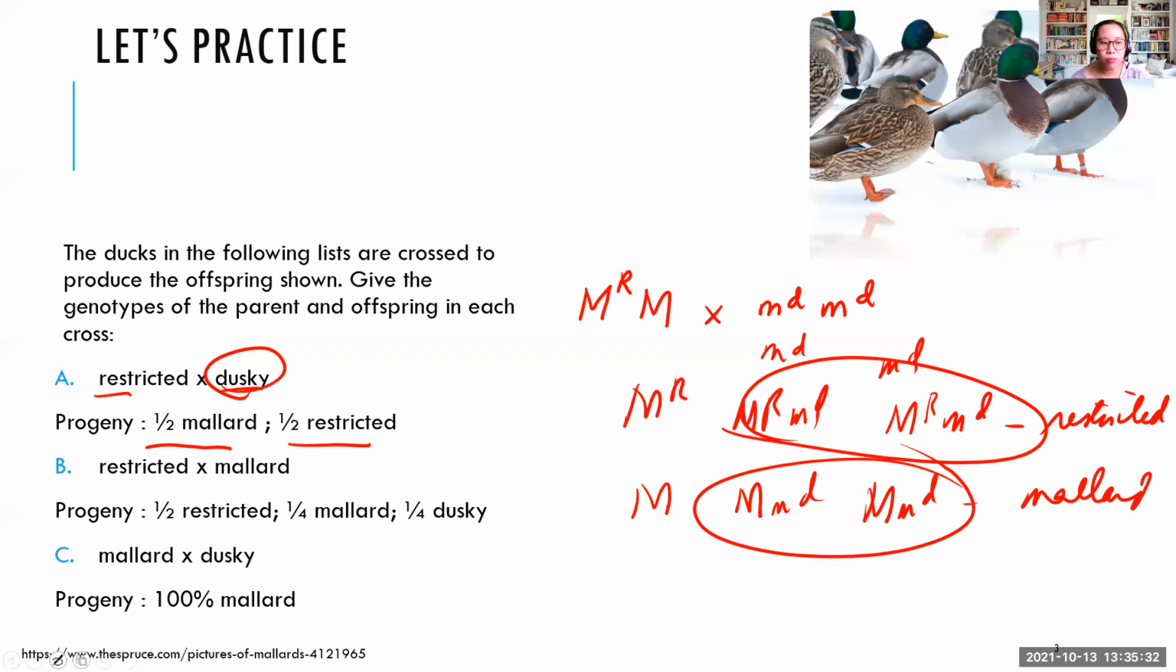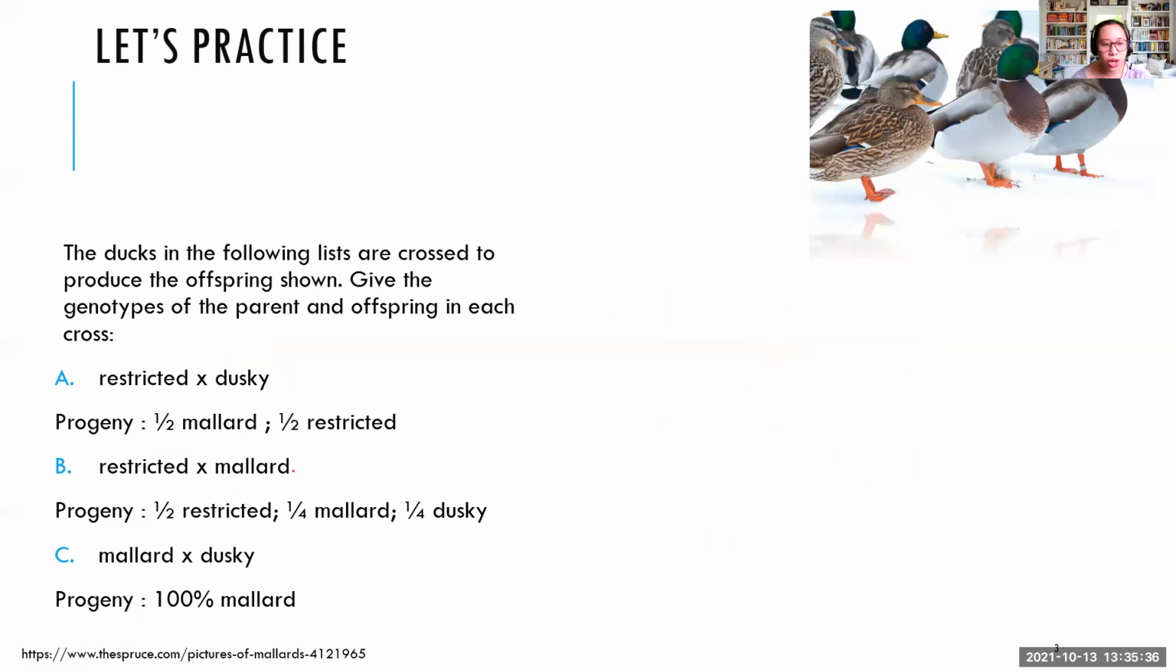So the next problem is restricted times mallard, but then a dusky appeared. To make it easier for you to solve, analyze the progeny as well. What we are doing here is a back cross. Remember, in your review, when you do a back cross, what we're looking for are the genotypes of the parents.